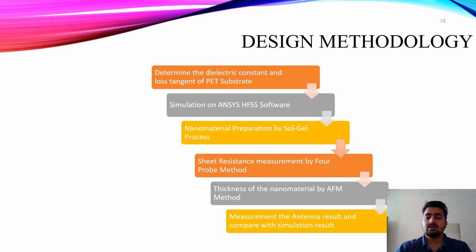Now this is my design methodology. First, we determine the dielectric constant and loss tangent of the PET substrate. After that, we design the antenna in ANSYS HFSS software. After that, we prepare the nanomaterial with the solder process. After that, the sheet resistance is measured by the four probe method and the thickness measured by the AFM method. And the antenna is measured, and measured and simulation results are compared.